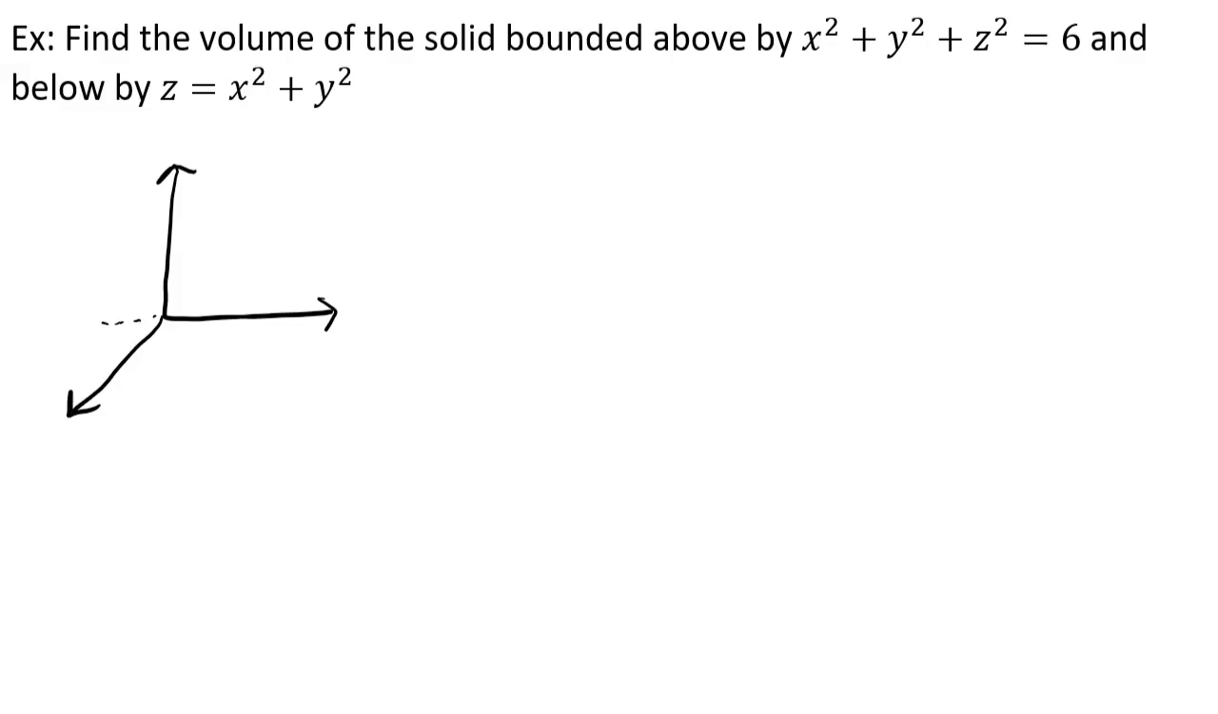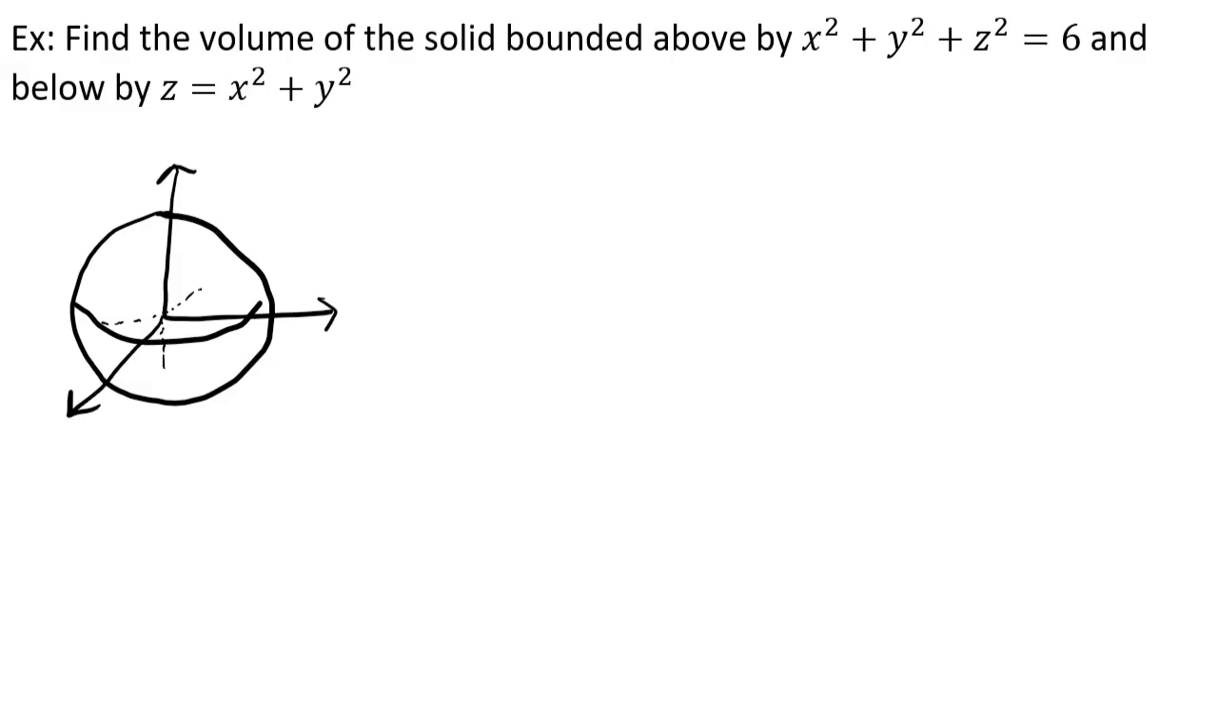As we can see, the above solid is a sphere. It's a sphere of radius square root 6. So let's draw a nice sphere here. And it's centered at the origin because it's x squared plus y squared plus z squared. So we've got some depth to this sphere.